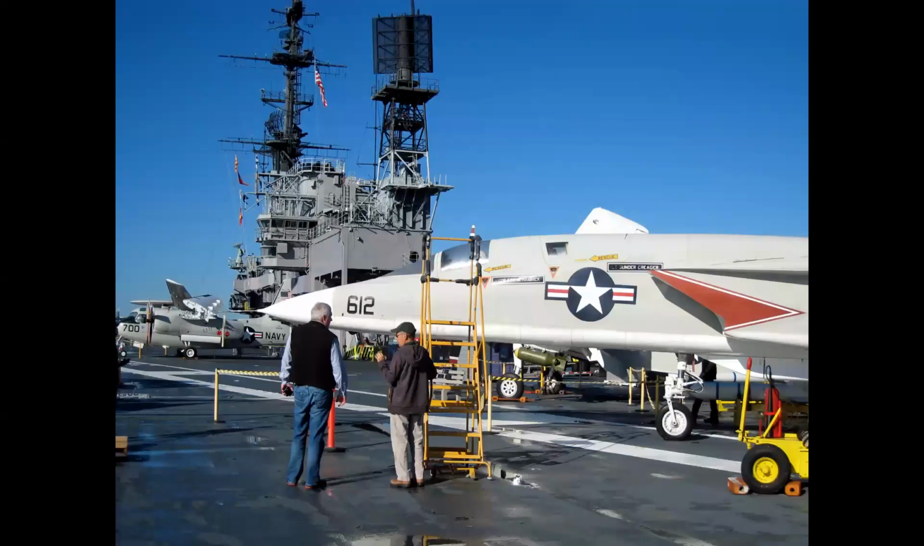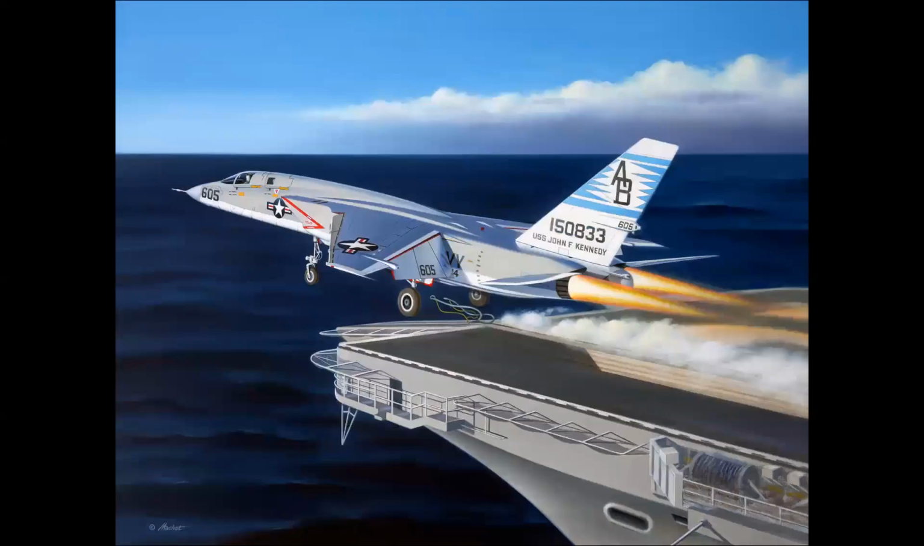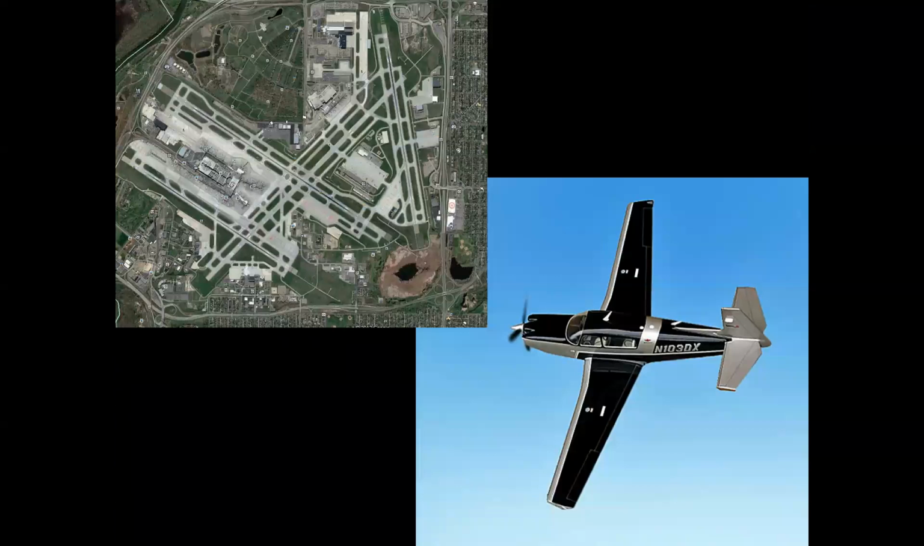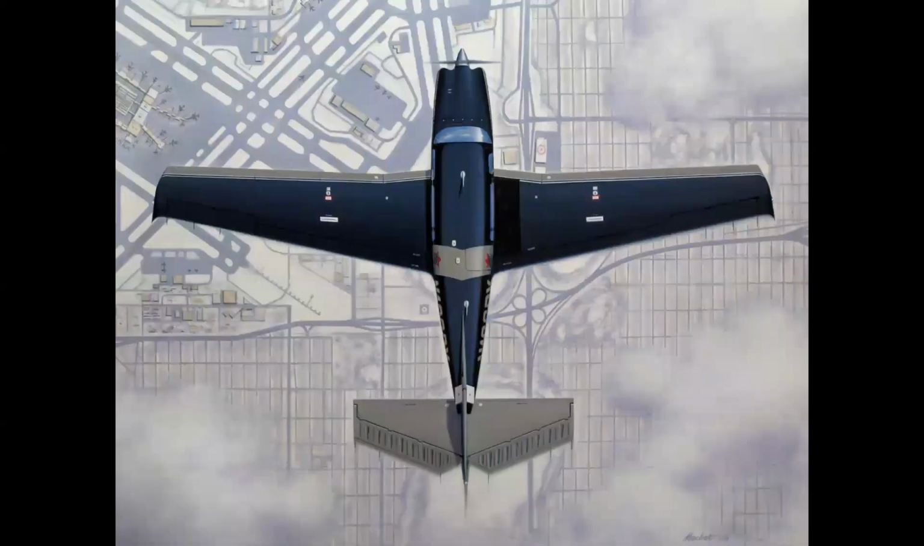So starting with the North American RA-5C Vigilante, we had a painting of it launching off the USS John F. Kennedy, and that painting is entitled Unbridled Elegance. We have a Mooney Acclaim S setting a world speed record starting over Minneapolis-St. Paul Airport in the wintertime. And that painting is entitled The Highly Acclaimed Batmobile.